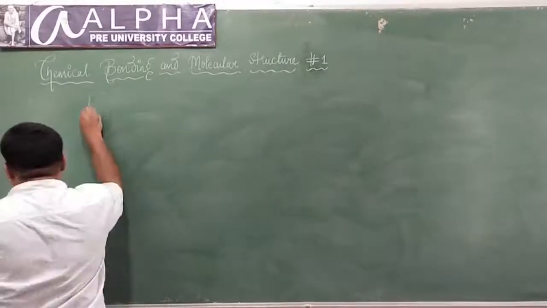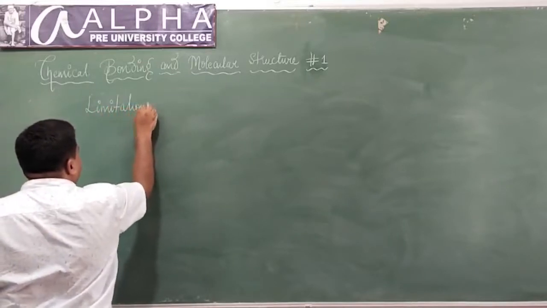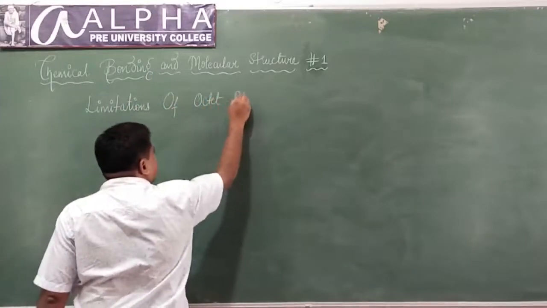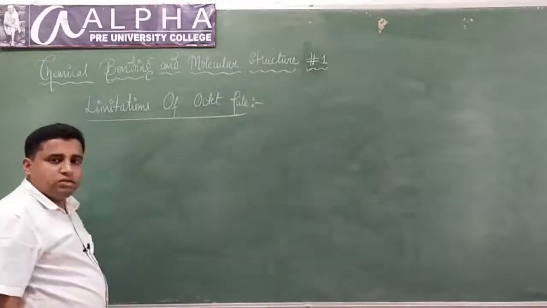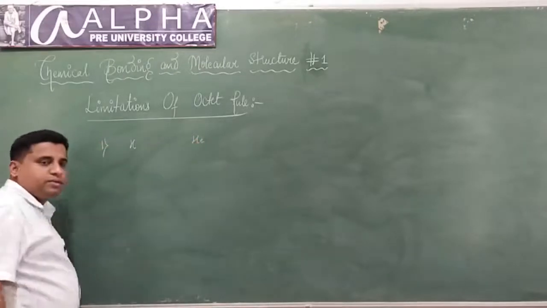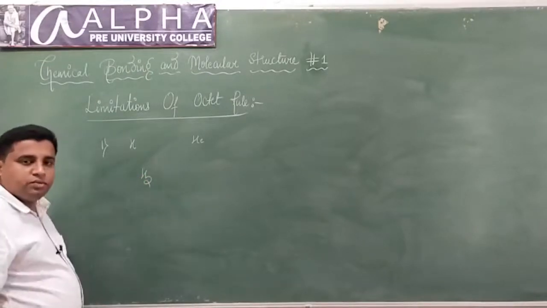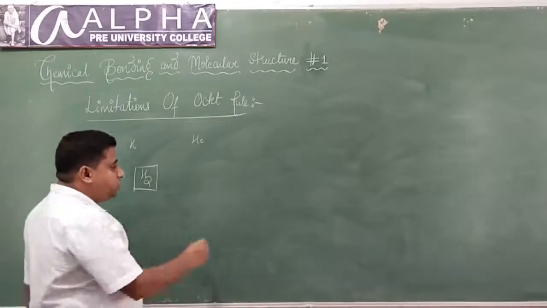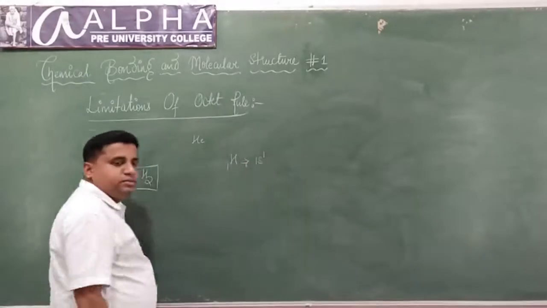Yes, students, so what are the limitations of the octet rule? The first limitation is hydrogen and helium. Look here: how is the hydrogen molecule formed? What is the atomic number of hydrogen? It is 1. Its electronic configuration is 1s1, isn't it?